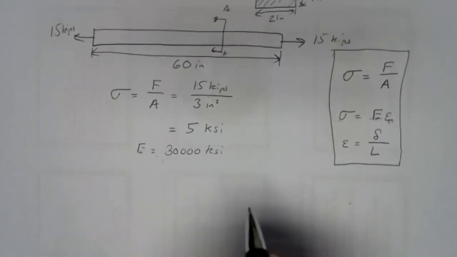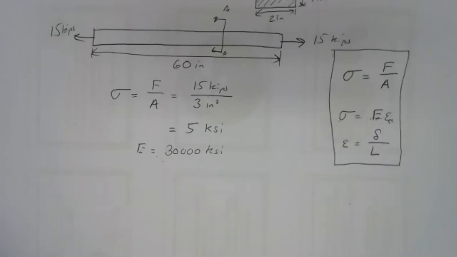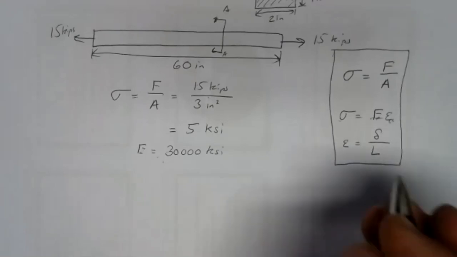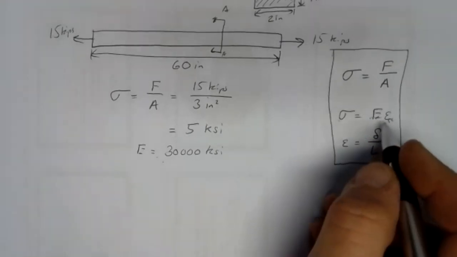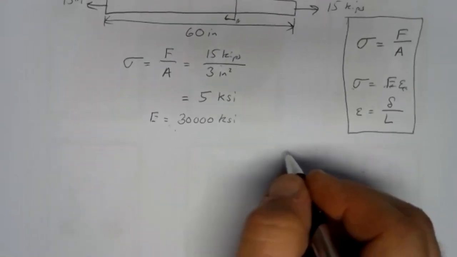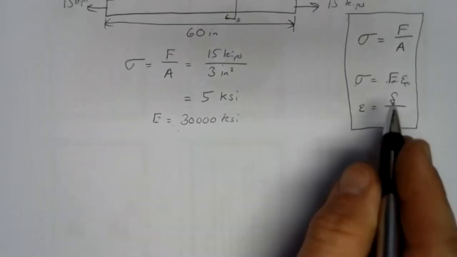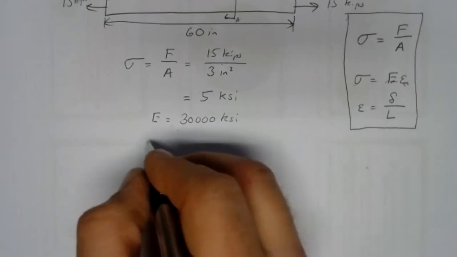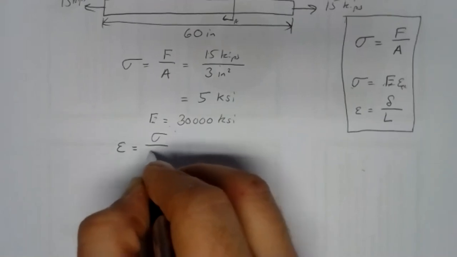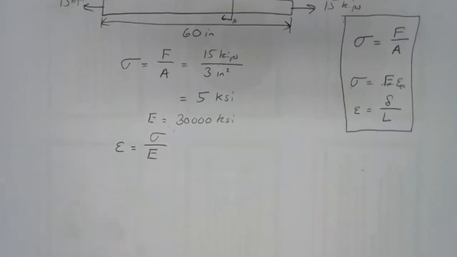Now, to figure things out here, we would turn Hooke's law around by dividing both sides by the Young's modulus. So we'd say our strain, since that's what we want to get, is stress divided by Young's modulus.